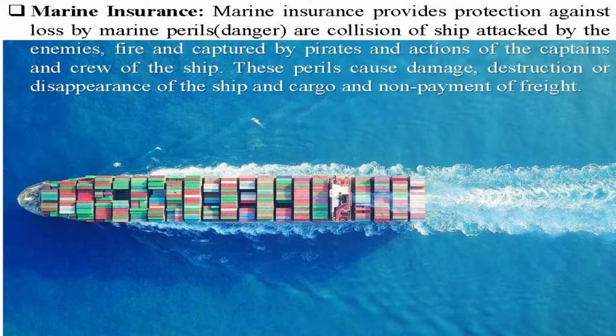Marine insurance provides protection against the loss by marine perils, that means danger, or collision of a ship, attack by enemies, fire and capture by pirates, and action of the captain and the crew of the ship. These perils cause damage, destruction or disappearance of a ship and a cargo and non-payment of a freight. Insurance against all these risks mentioned above is known as marine insurance.